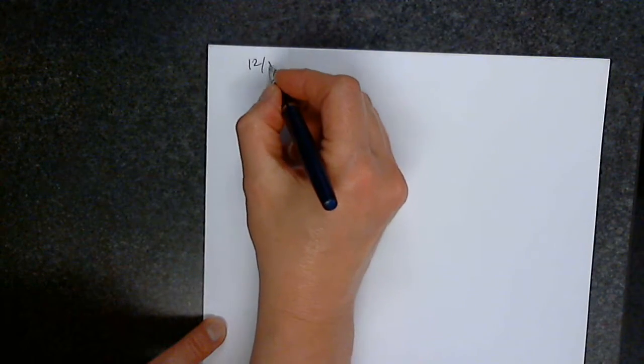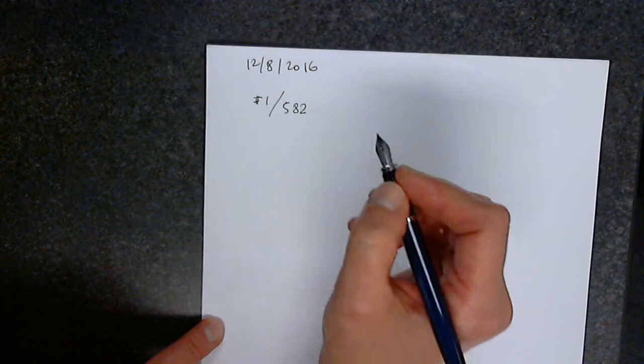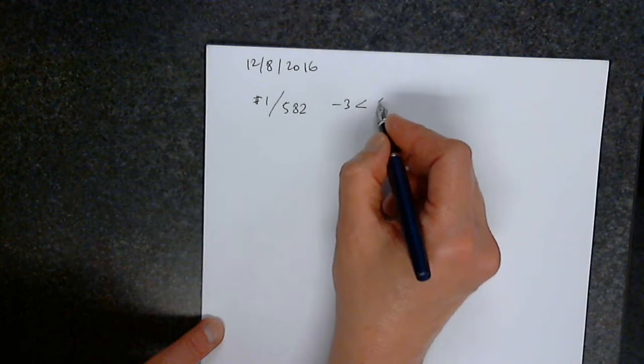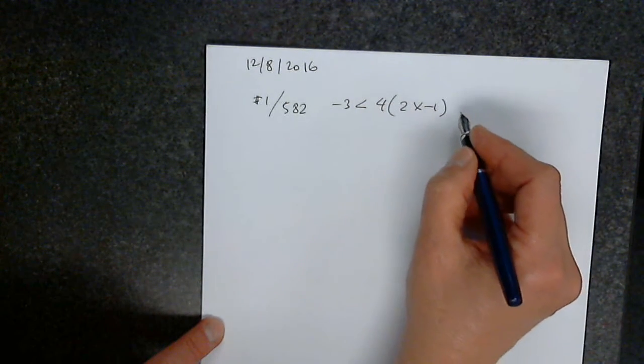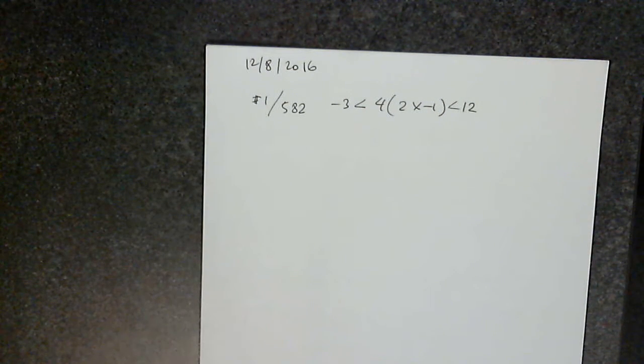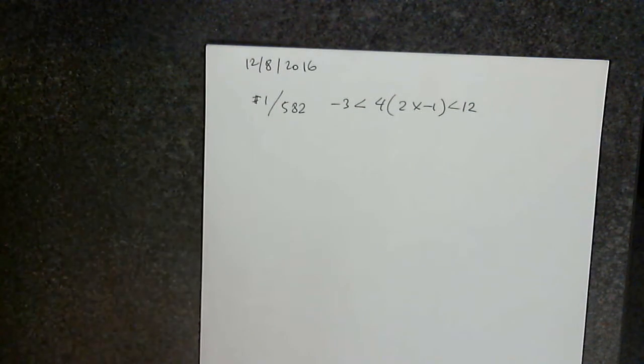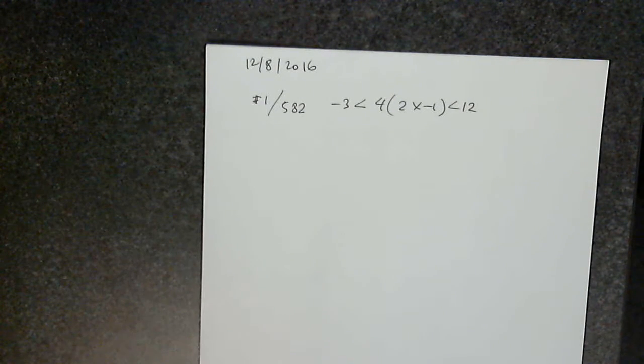So problem 1 on page 582. Today's the 8th. This is -3 less than 4, quantity 2x minus 1, less than 12.